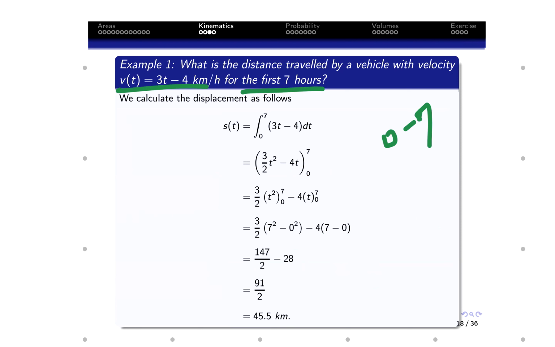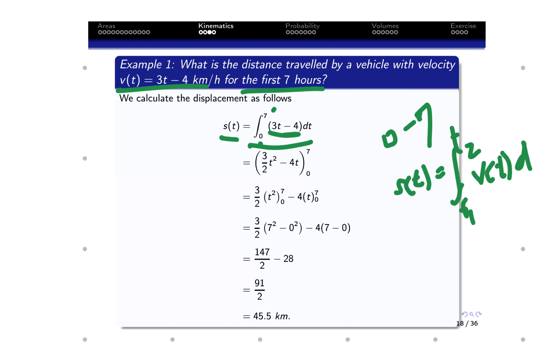Displacement s of t is equal to the integral of 3t minus 4, being the velocity, dt from 0 to 7. Of course, we know already that displacement is the integral from initial time to final time of velocity v of t dt, and that's exactly what translates here. So you have 3t minus 4 dt, and then you can integrate straight up. If you integrate 3t, you have 3t squared over 2, so that's 3 over 2 t squared. If you integrate 4, you get 4t, and that's to be evaluated from 0 to 7.